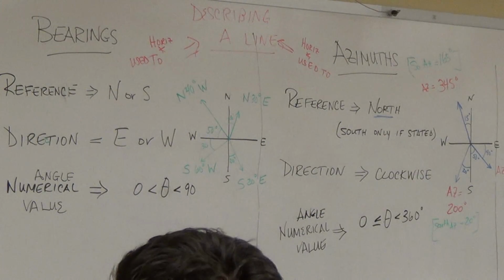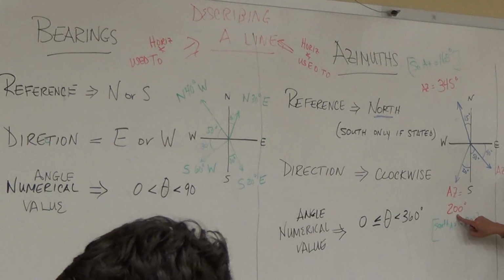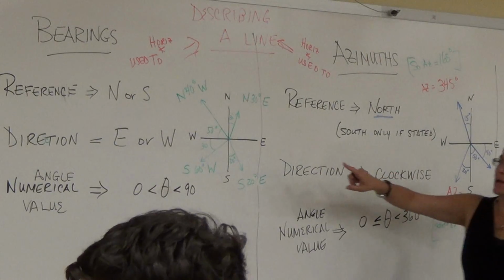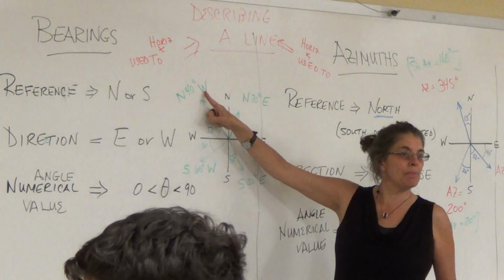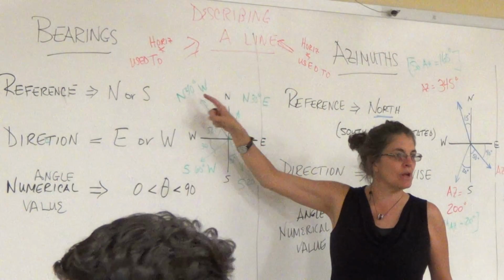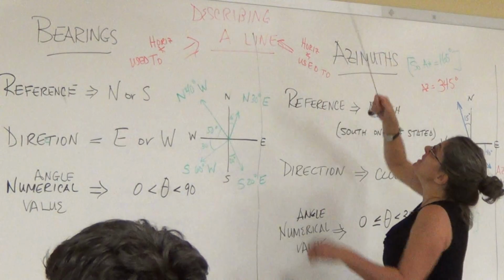How do you know if you're given an azimuth or a bearing? It's how it's written. An azimuth is only an angle reading. That's it. Only your angle reading. But a bearing has what? A north or south at the front, an east or west at the back, and then a number. Okay. I'm going to cover this up.